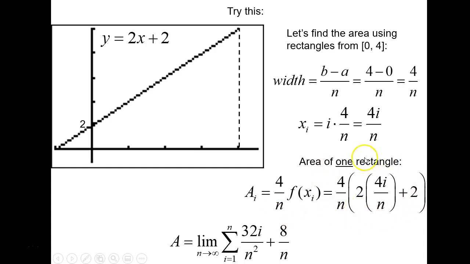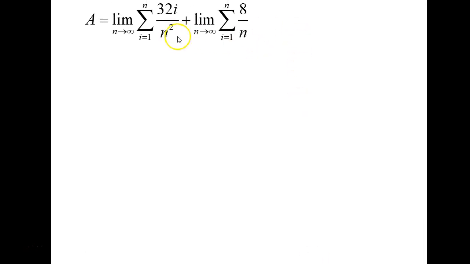This crazy algebraic expression simplifies to this expression right here, 32i over n squared plus 8 over n. We can separate this into separate summations. Remember, you can always separate sigmas if that helps. So I'm going to separate them, and I'm going to take the limits with each one.